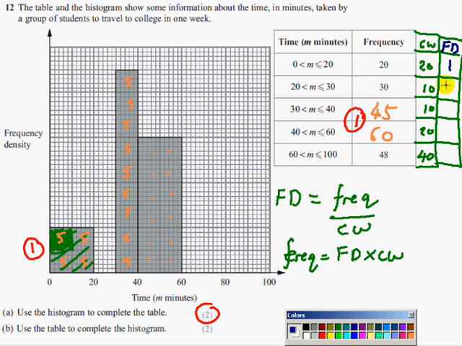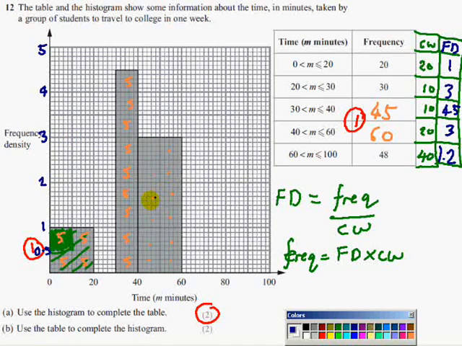So 30 divided by 10, 3. 45 divided by 10, 4.5. 60 divided by 20, 3. 48 divided by 40, 1.2. So you could write your frequency density scale up the side. So the frequency density from 0 to 20 is 1. So that's 1. This must be 0.5. So here must be 1.5. This must be 2 then. 3, 4, and 5. And let's check it. According to this, from 30 to 40, the frequency density is 4.5, and yes it is. According to this, 40 to 60, which is this big bar here, the frequency density is 3, and yes it is.